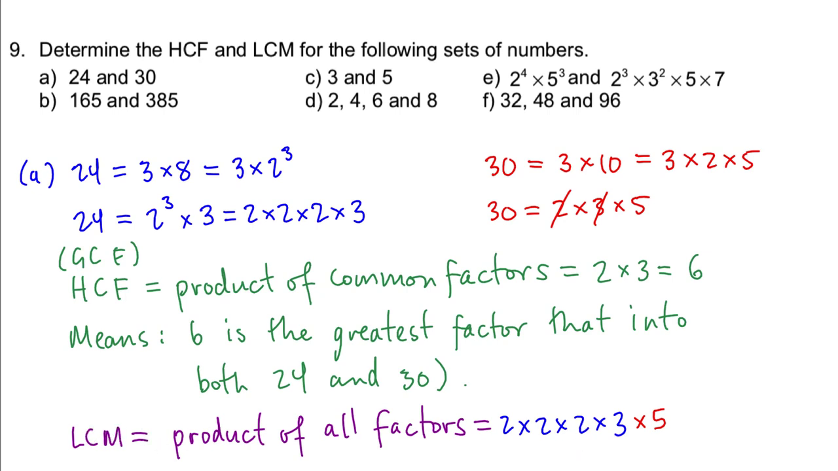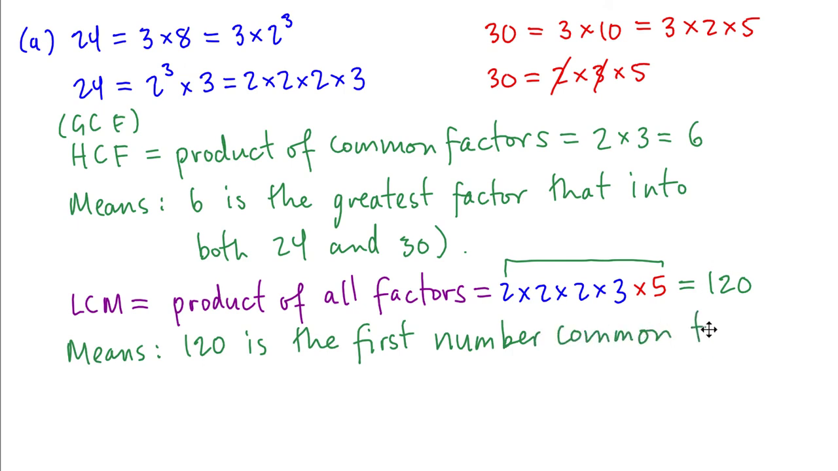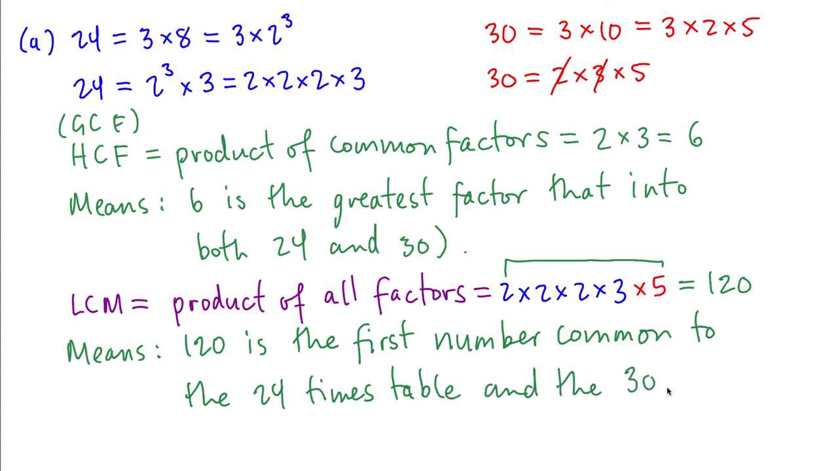And so when I multiply this together, doing it creatively, I'll group the 2 times the 5, which is 10, and then I have 4 times 3, which is 12, and 12 times 10 is 120. What this means is that 120 is the first number common to both times tables, common to the 24 times table and the 30 times table.